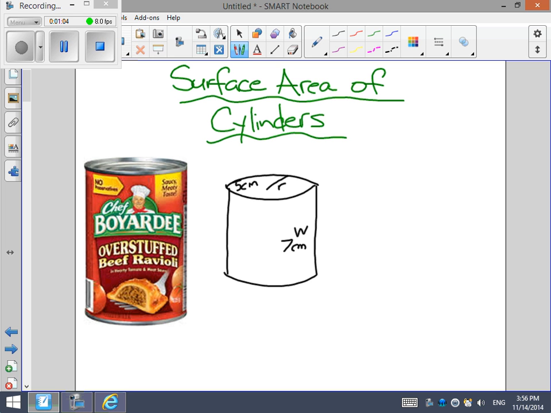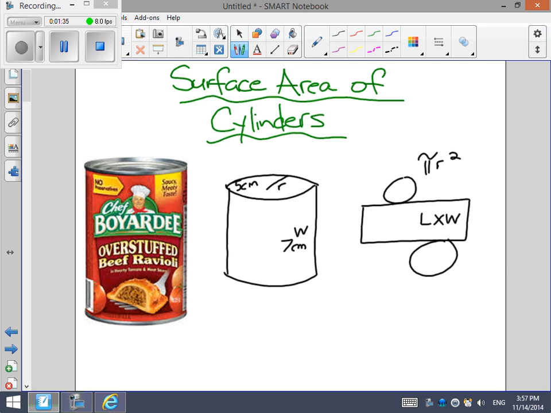Okay? So, if we're going to find out the surface area, all we really need to find out is the area of 3 shapes. And if we break this cylinder up, it would look like a rectangle with 2 circles. Now, you know the formula for a circle is pi r squared, and the area of a rectangle is length times width. So that's all we need to find, right?